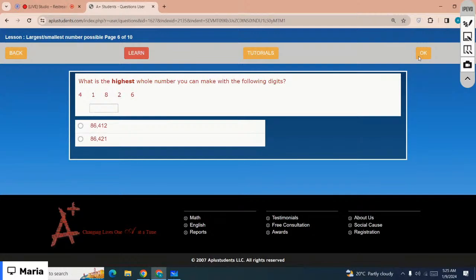What is the highest whole number you can make using the following digits? So, which is the correct option? Option 2 is the correct option. 1 is the least one, right? So 1 must be the last number. That is option number 2. It is 6,421. Very good.